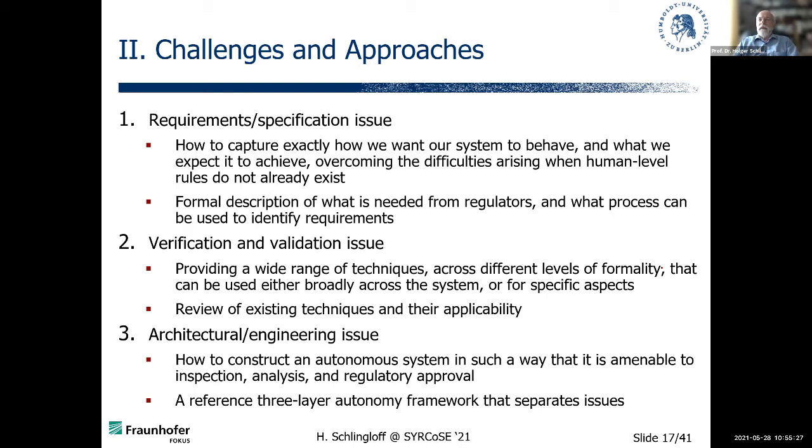We review, as I told you, the existing techniques and their applicability. I want to comment on that furthermore. But of course, we have also identified architectural or engineering issues. That is, how can we construct an autonomous system in such a way that it's amenable to inspection, analysis, and regulatory approval? And in this category, we provide a reference framework, which consists of three layers of autonomy, of decision-making, that separates the different issues.